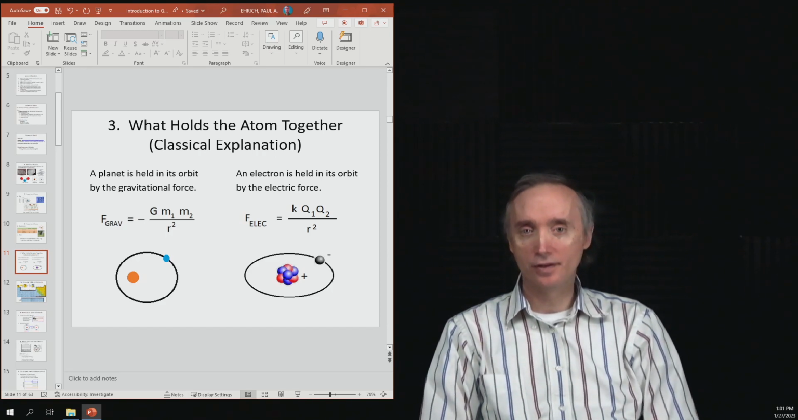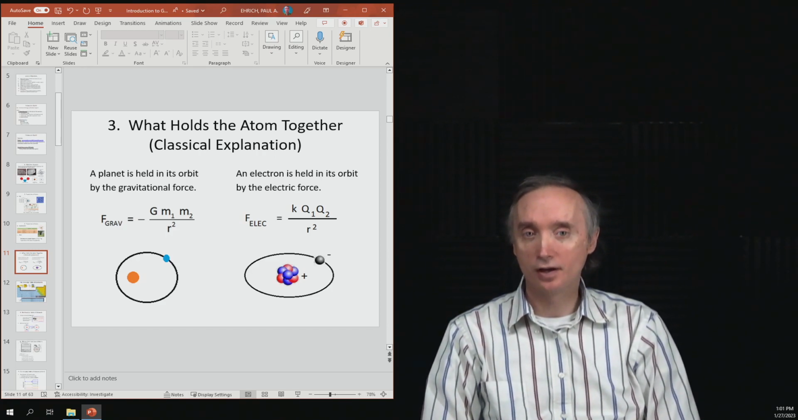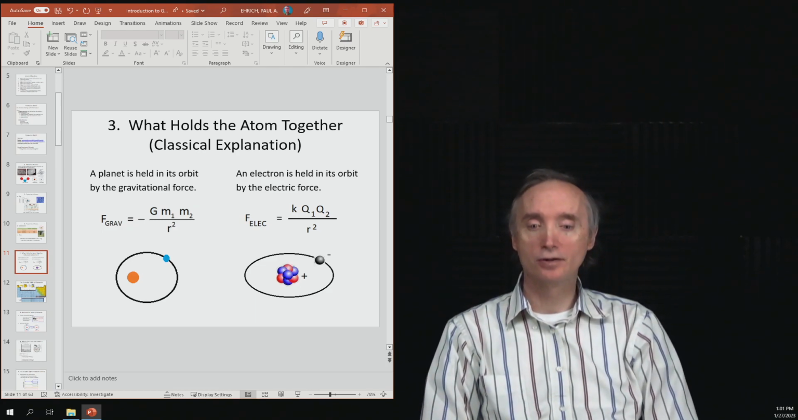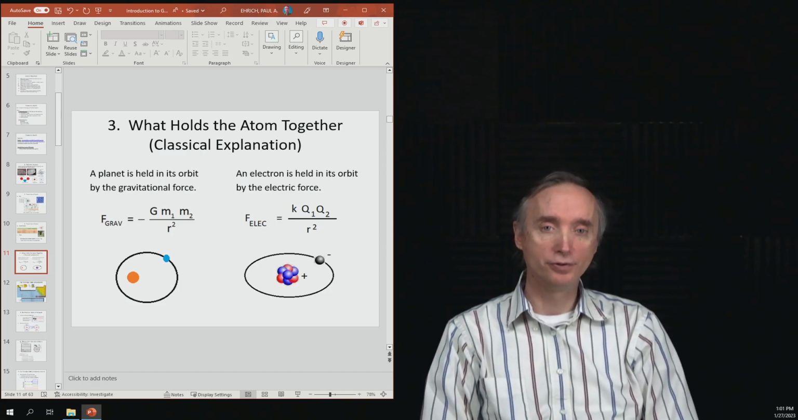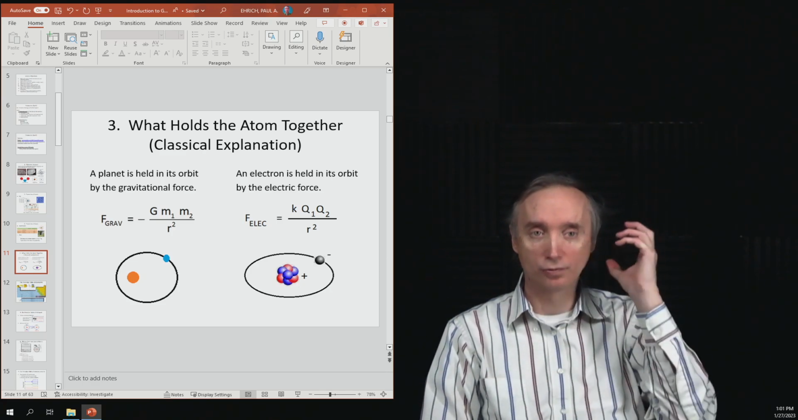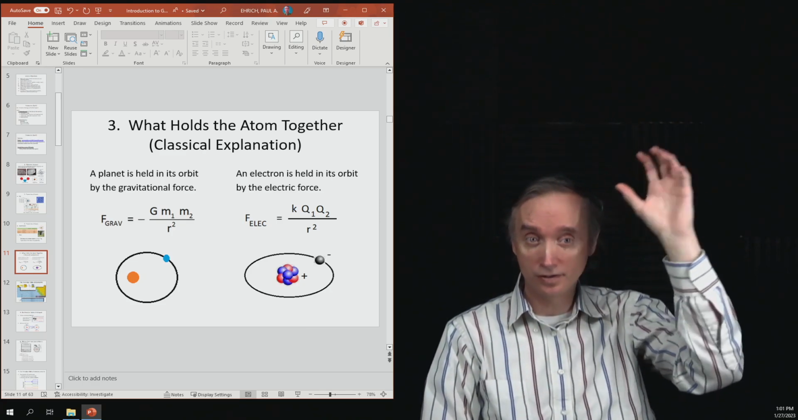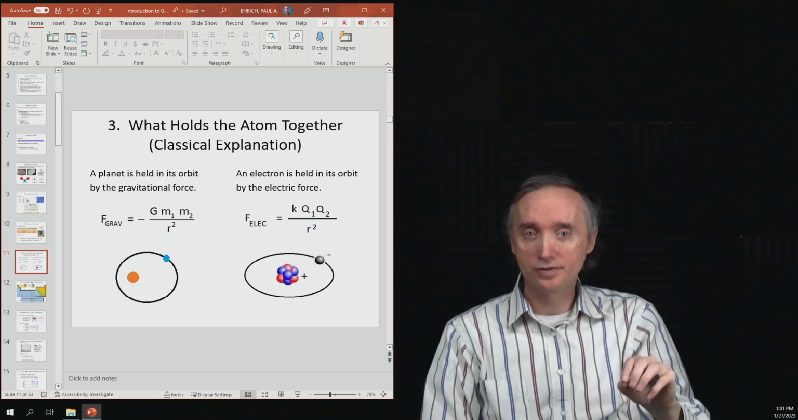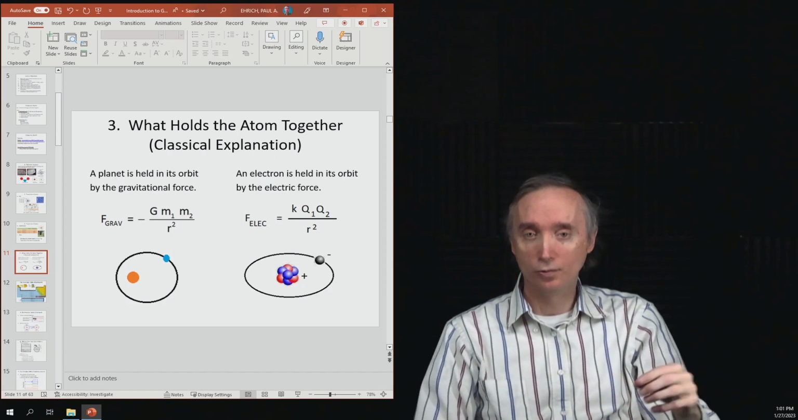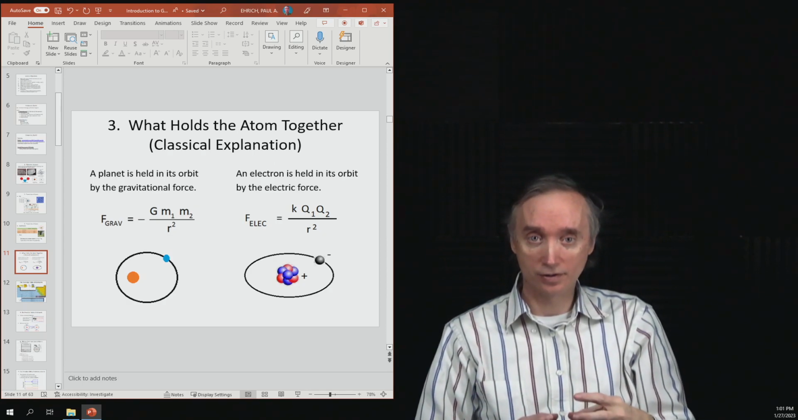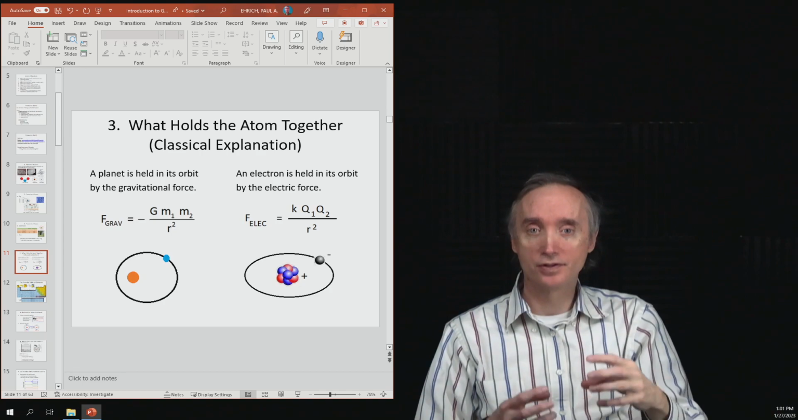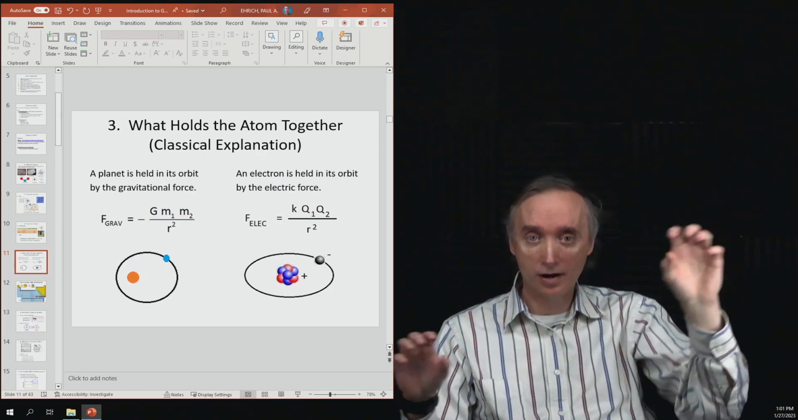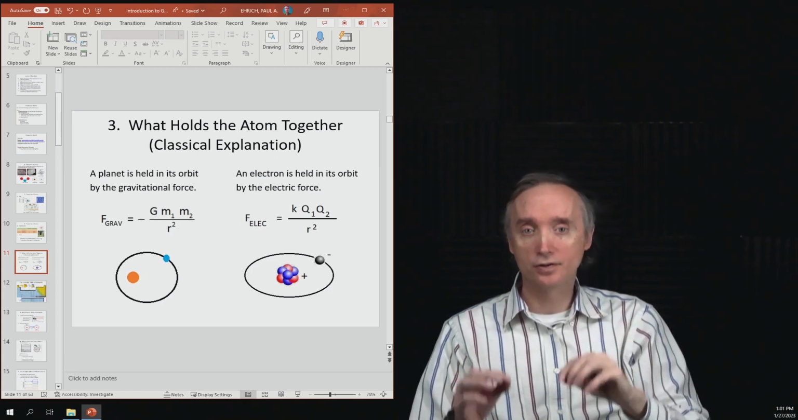Now let's compare that to the force of electricity. Hopefully you've done experiments where you take a rubber balloon and rub it on your hair and then you can stick it to the wall. Things that are oppositely charged will be attracted to each other. Things that have the same electrical charge are going to be repelled. So just remember, opposites attract.